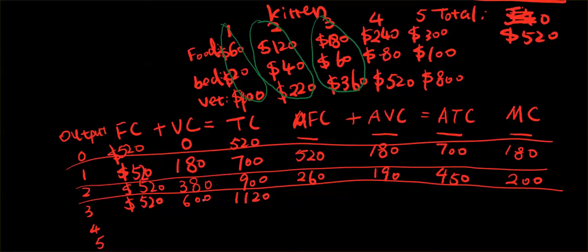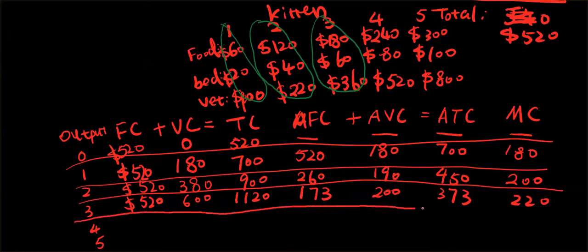And how about average fixed cost? We use 520 divided by the output 3, and we got 173. And how about average variable cost? You will use 600 divided by 3, we got $200. How about average total cost? If we add these two numbers together, we'll get 373. That is the average total cost. And how about the marginal cost? The total cost increased from 900 to 1,120, so the change will be 220. That is our marginal cost.